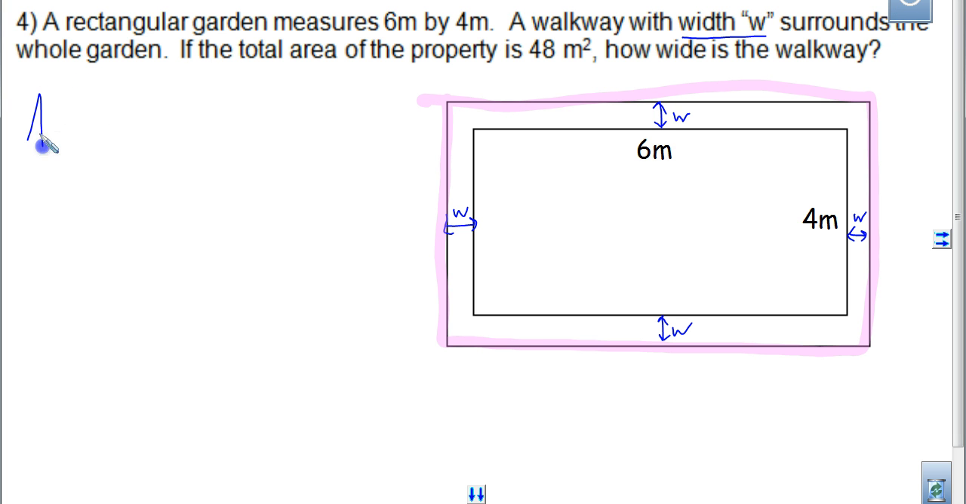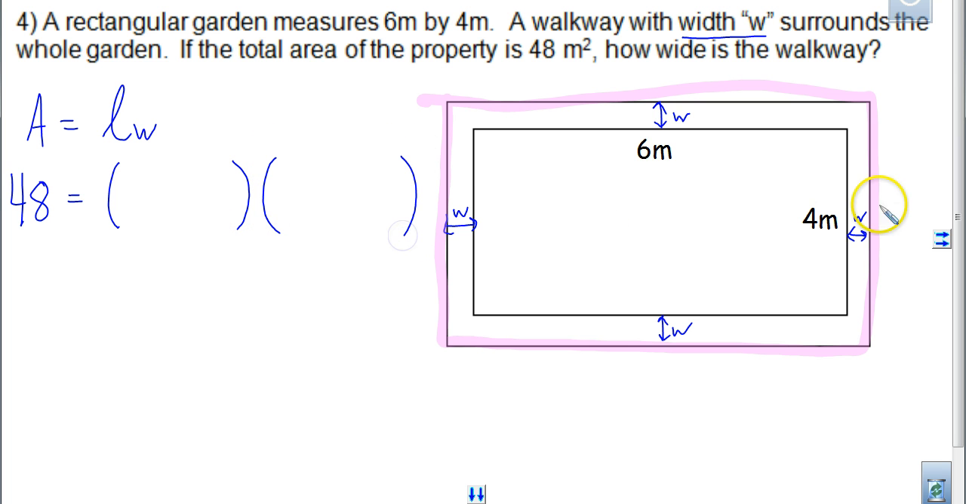Now, remembering that the area formula, we have a rectangle here, is length times width. Now, we know that the area is 48 meters squared. What we really don't know is the length of this and the width. So we have to come up with expressions actually. It's going to be two binomials for the length and for the width.